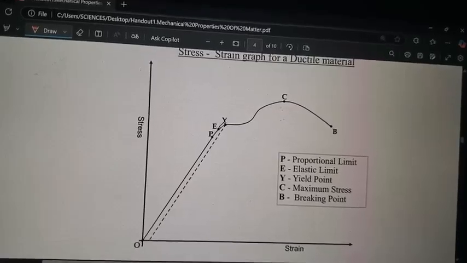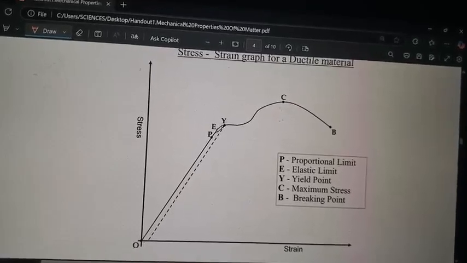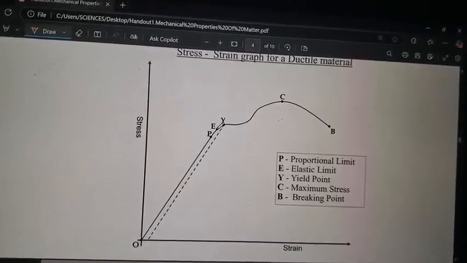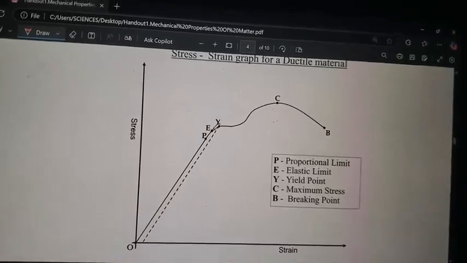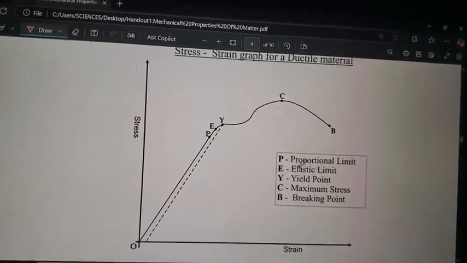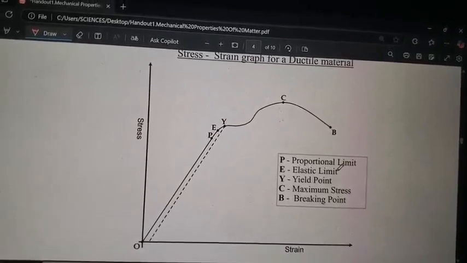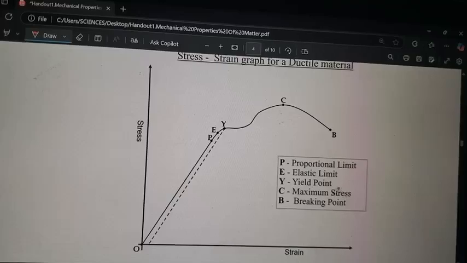So point E, from O up to point E, the material still regains its original shape and size after the deformation is removed. And point E is referred to as the elastic limit. We shall check the definition down there.